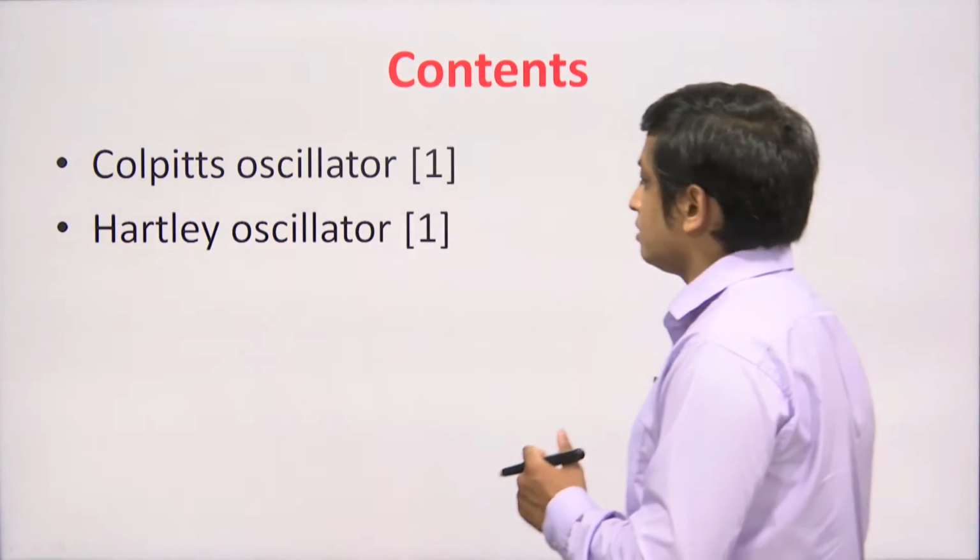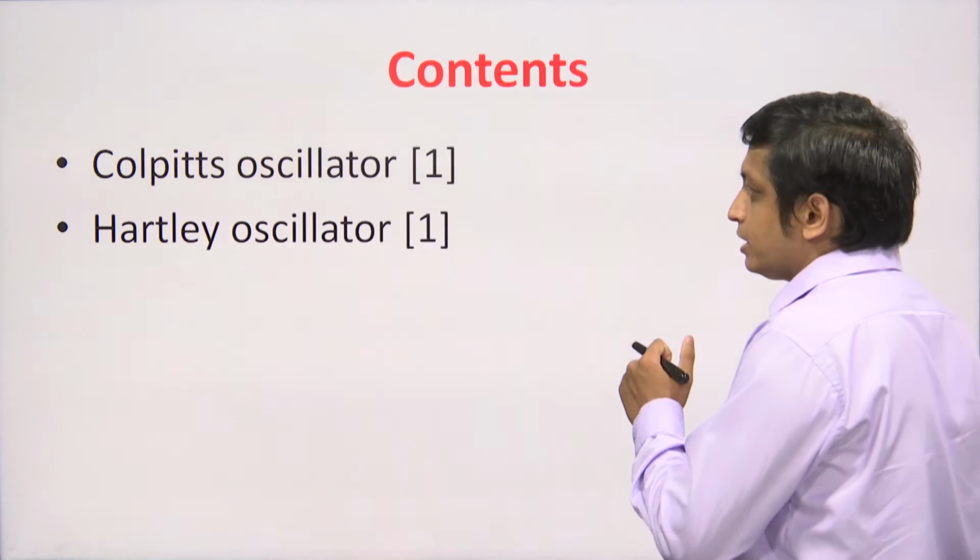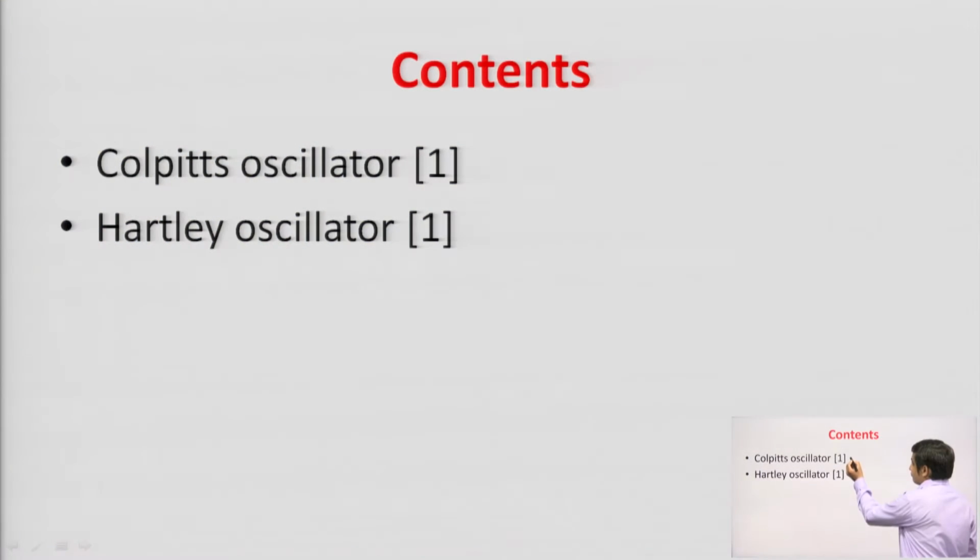In this class, I am going to discuss LC oscillators. In LC oscillators, there are two main types of LC oscillator. The first one is the Colpitts oscillator and the second one is the Hartley oscillator. So, I am going to discuss these two oscillators.